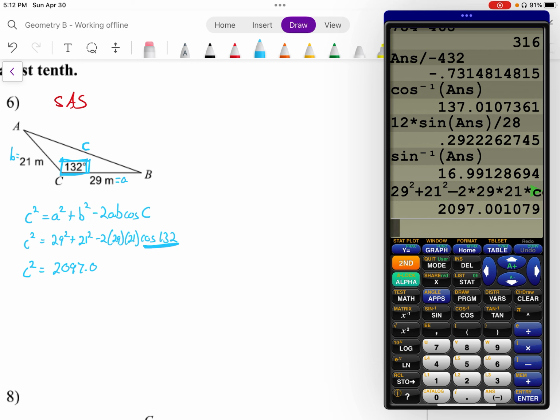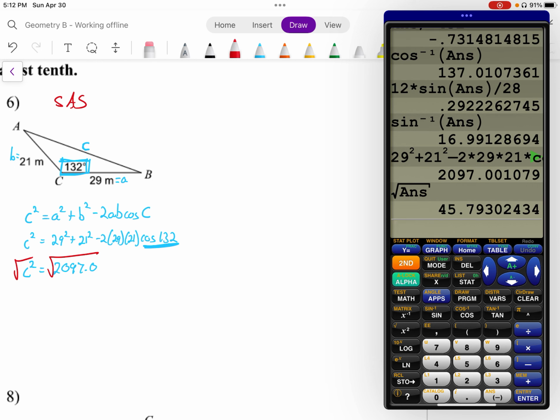So then we take the square root of both sides. So I'm going to take the square root of my previous answer, and that gives me 45.8. So side C is 45.8 meters. Now that I've done that, I can go back to the law of sines because now I know a pair. I have side C and angle C.